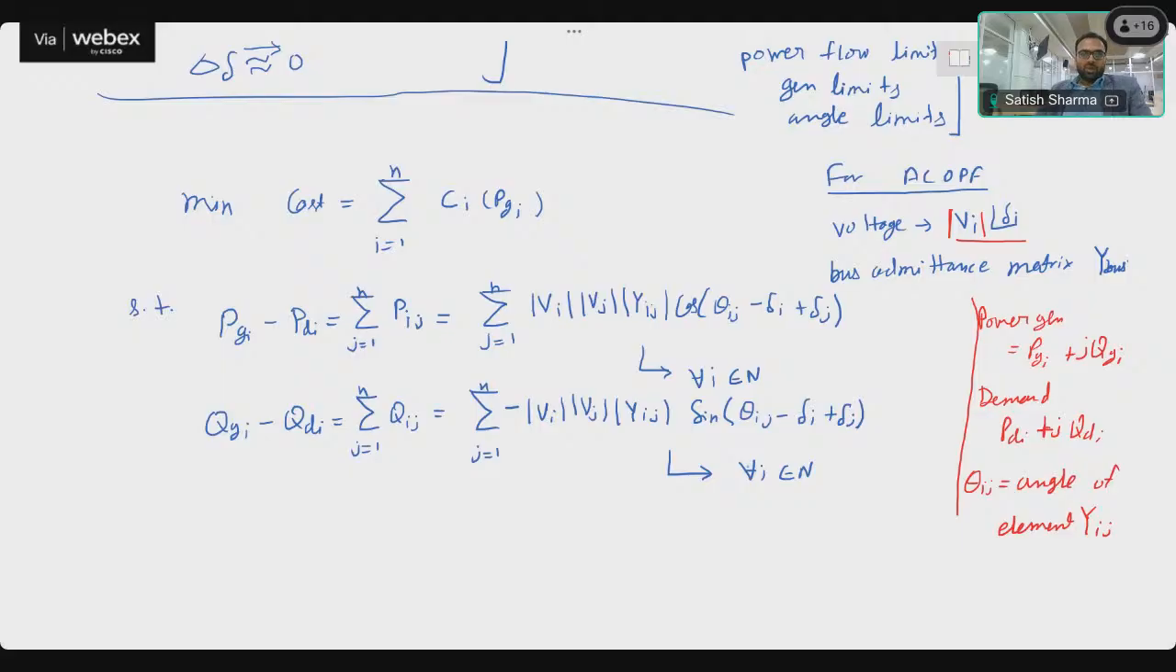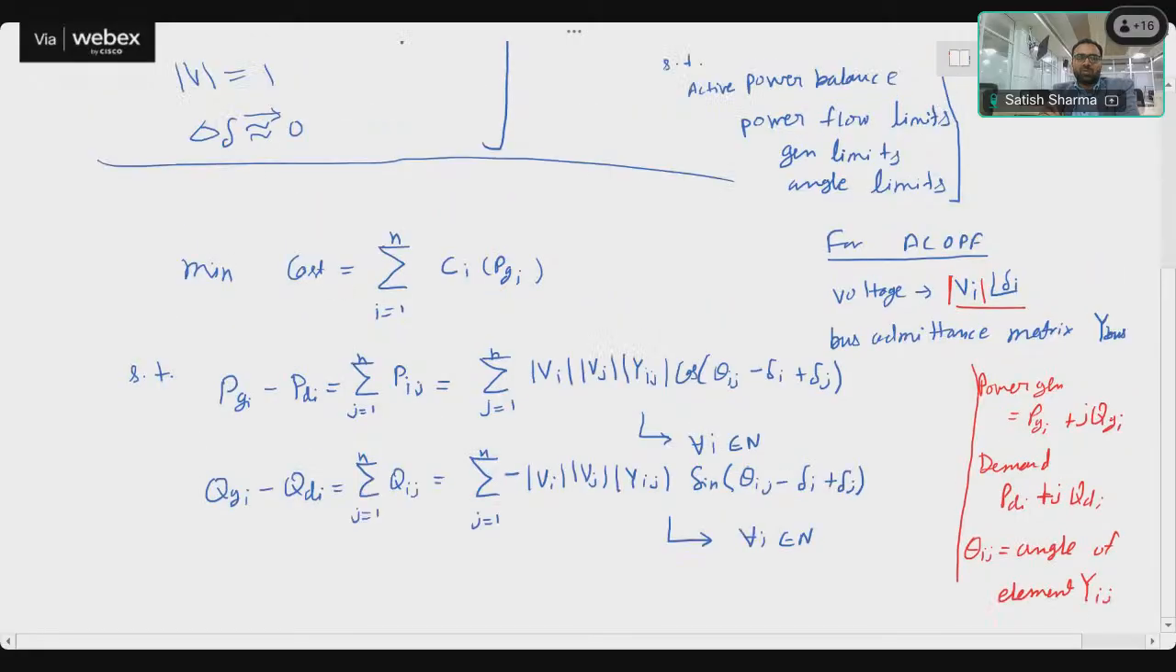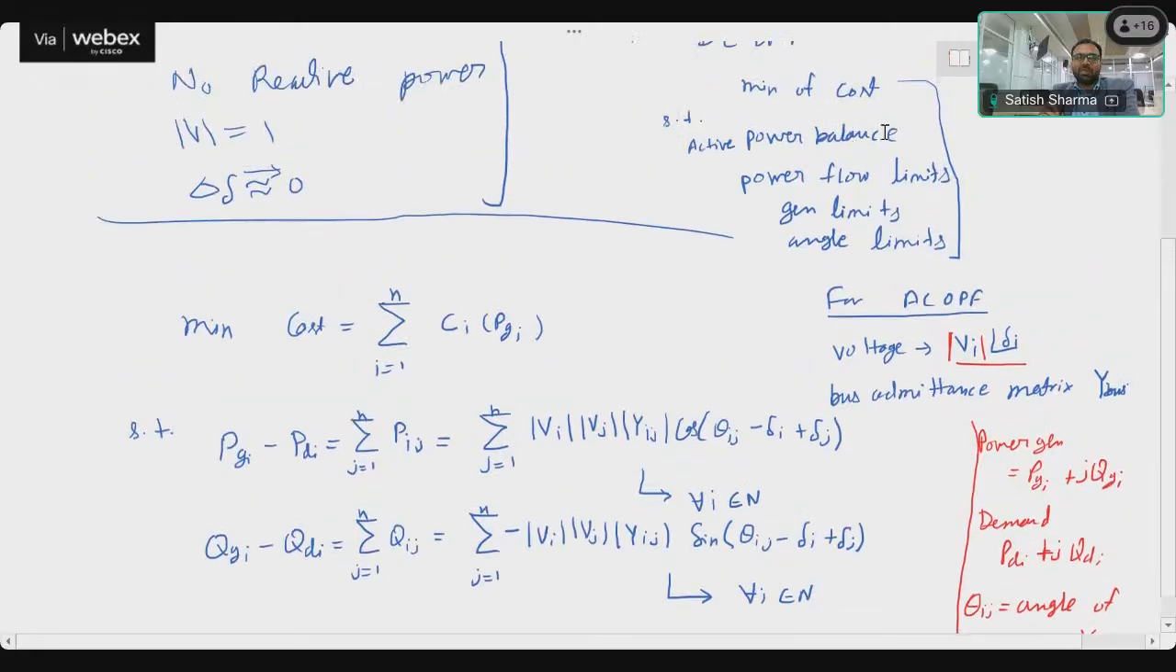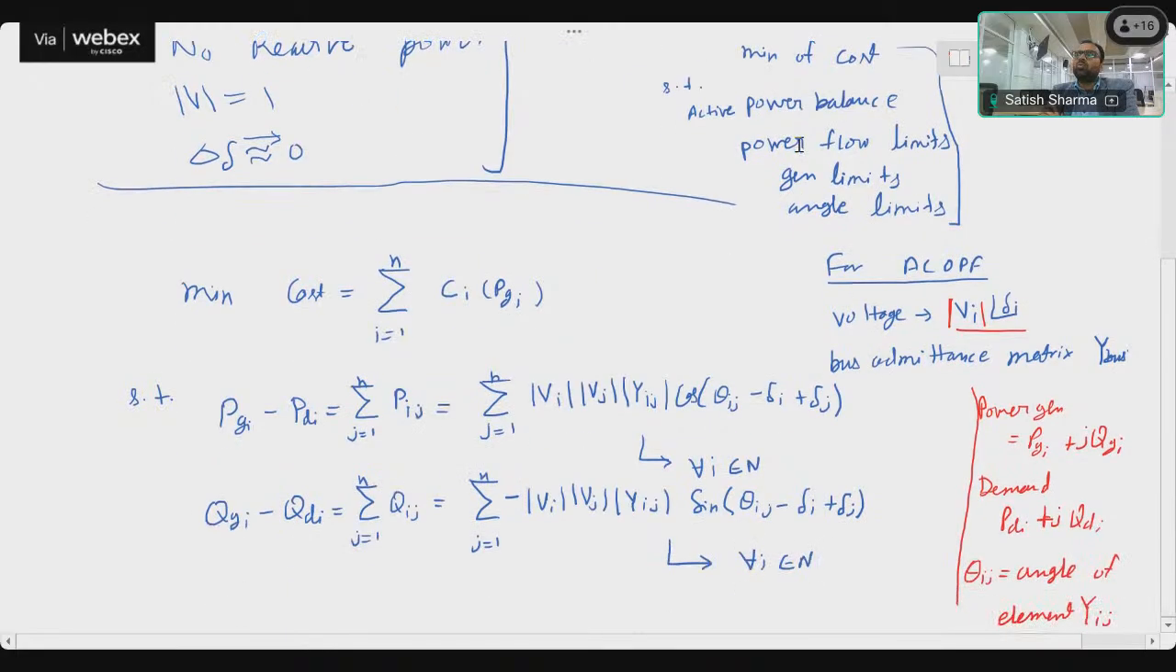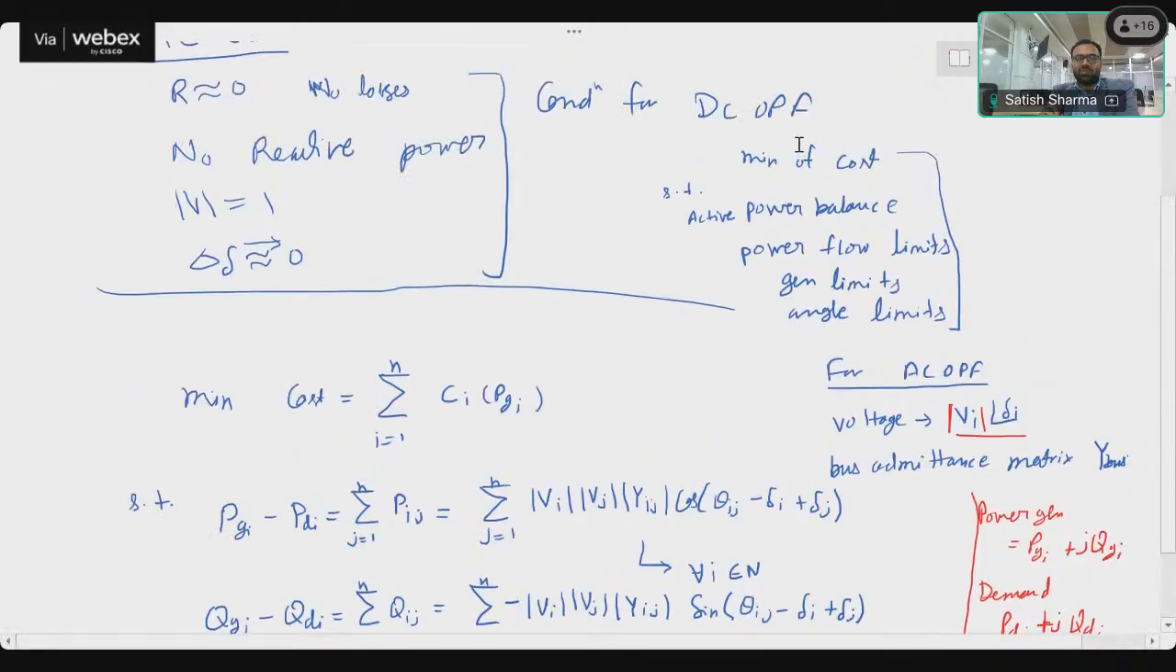Apart from that, if I compare it with the DCOPF, the cost function is the same. We are also using the same cost function. For the power balance, we only had the active power balance equation in the DCOPF. Now we have two power balance equations, one is active and another is the reactive power balance equation.